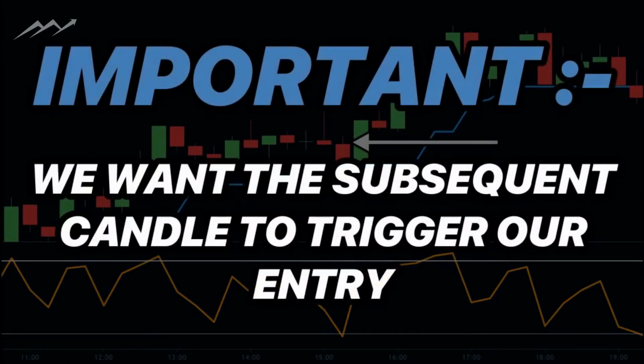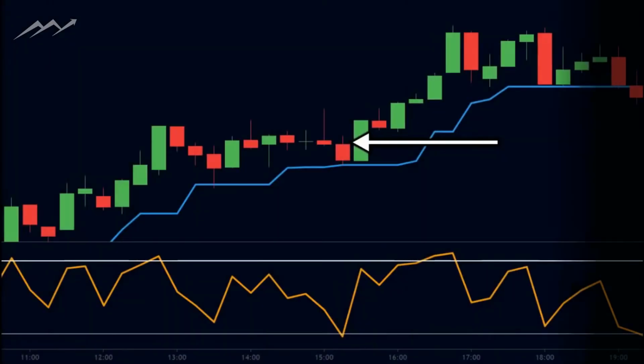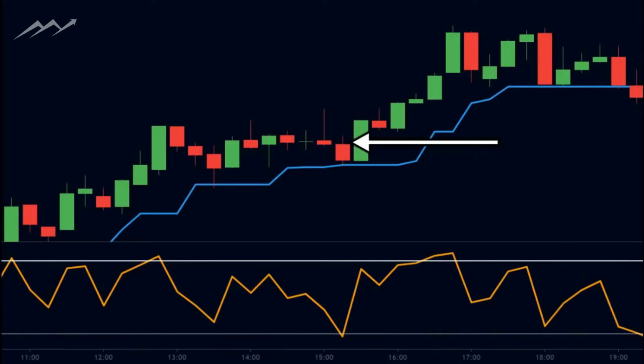For us to execute this trade, we want the subsequent candle to trigger our entry. This means that, if the next candle does not trigger our entry, we will scrap the setup and look for opportunities elsewhere. In this case, the very next candle does trigger our buy trade. So, we will keep our stop loss below the low of the trigger candle.